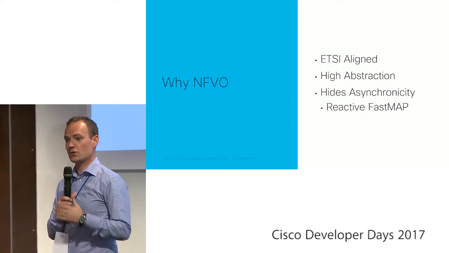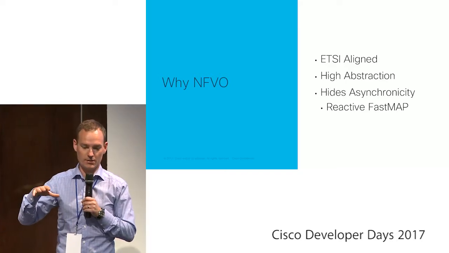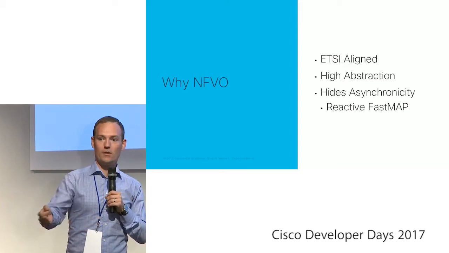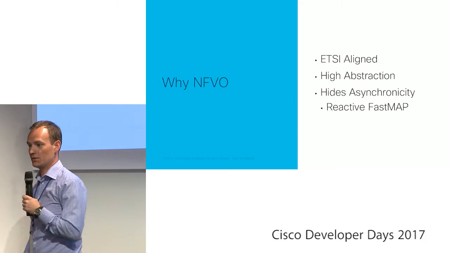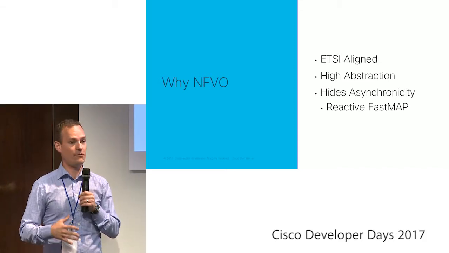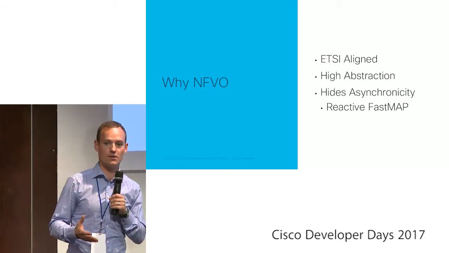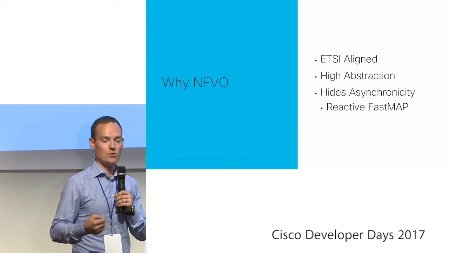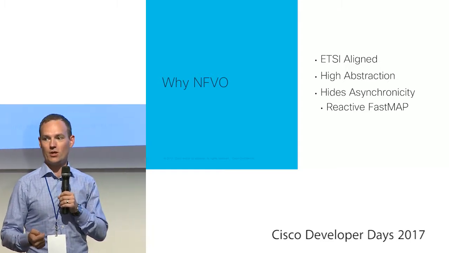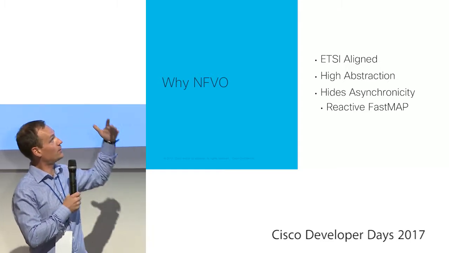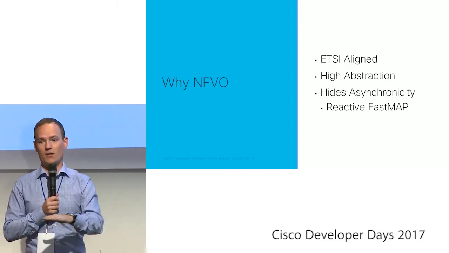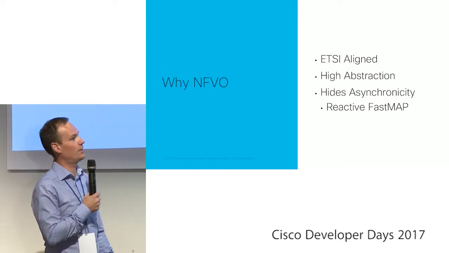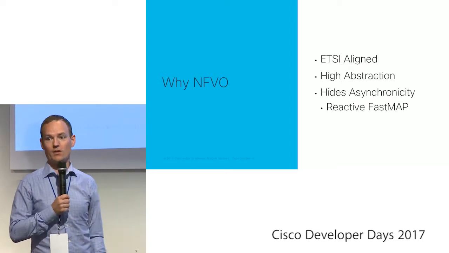It gives a high abstraction layer. It turns out that programming in NSO with asynchronous systems is a bit challenging. And we have the reactive FASTMAP as an answer to that. But when you're talking to ESC or NFVIS, for example, you're going to get events back, NETCONF notifications. So that is one of the things we do in NFVO, we're hiding all that from you as a user, and you can treat this as using your normal reactive FASTMAP programming.